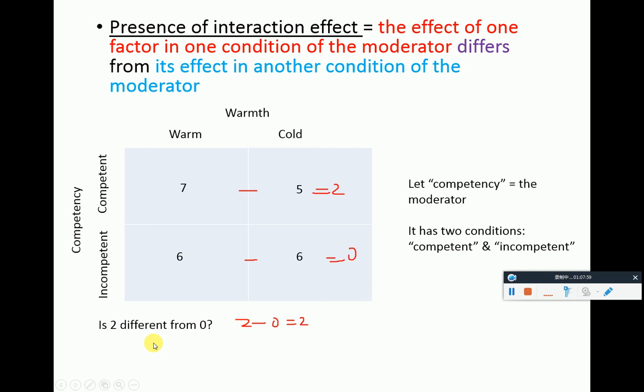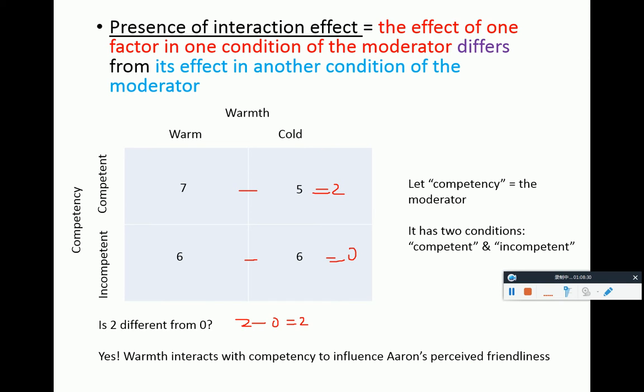So yes, when the effect of warmth in the condition of competent differs from the effect of warmth in the condition of incompetent, there is an interaction effect. So yes, warmth interacts with competency to influence Aaron's perceived friendliness. Okay, so that's how we work out whether or not there is an interaction effect given a 2 by 2 design.